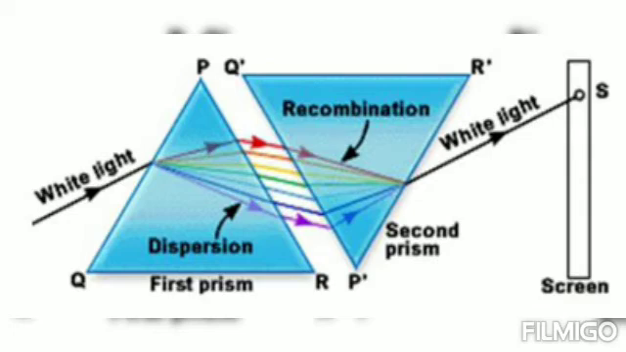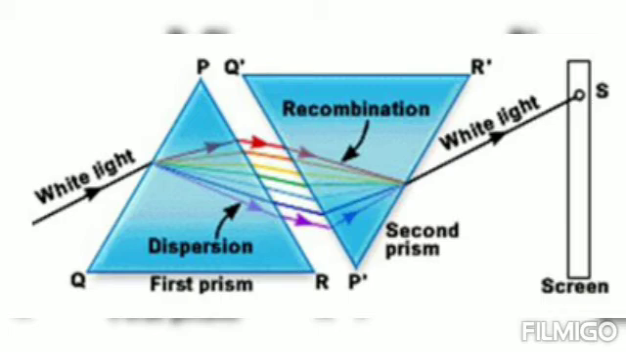Now we can see in this slide, two prisms are kept. One is straight and the other one is inverted. Why is it inverted? Because you want the white light to be collected again, you want white light back, so it is that procedure.